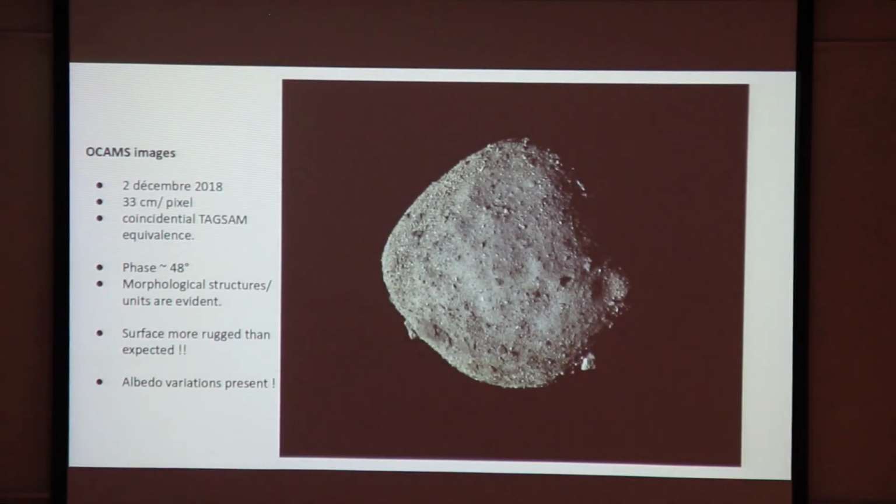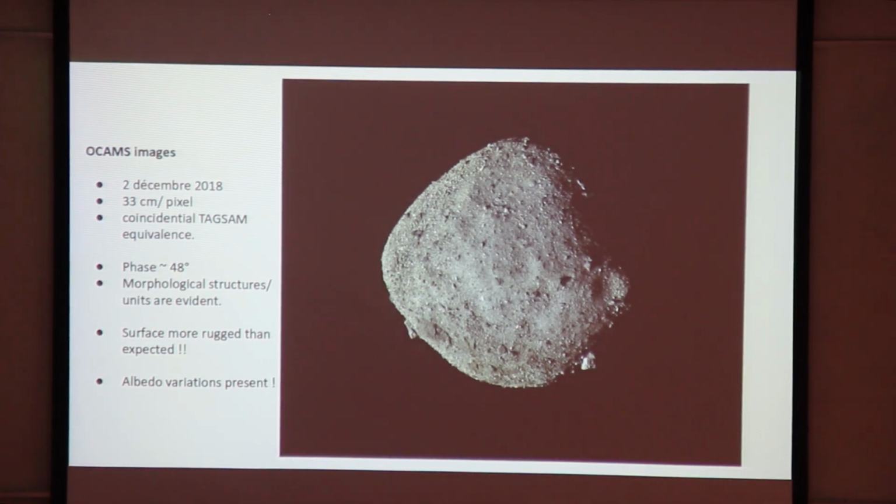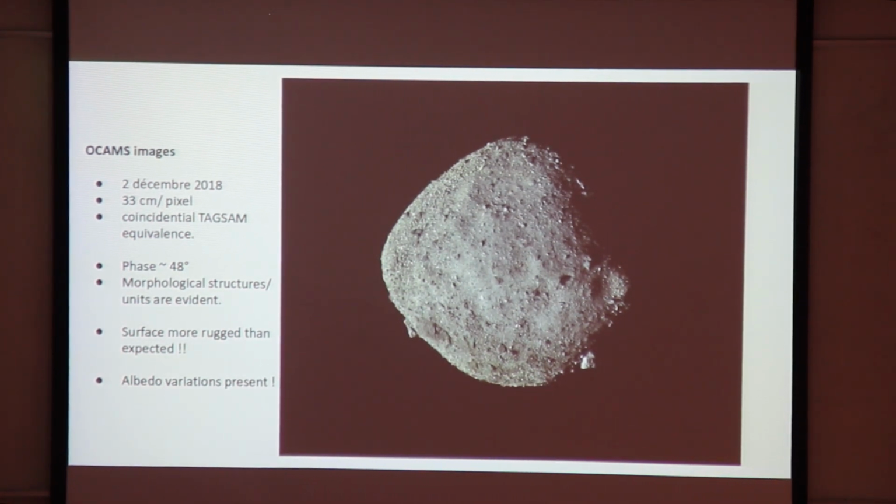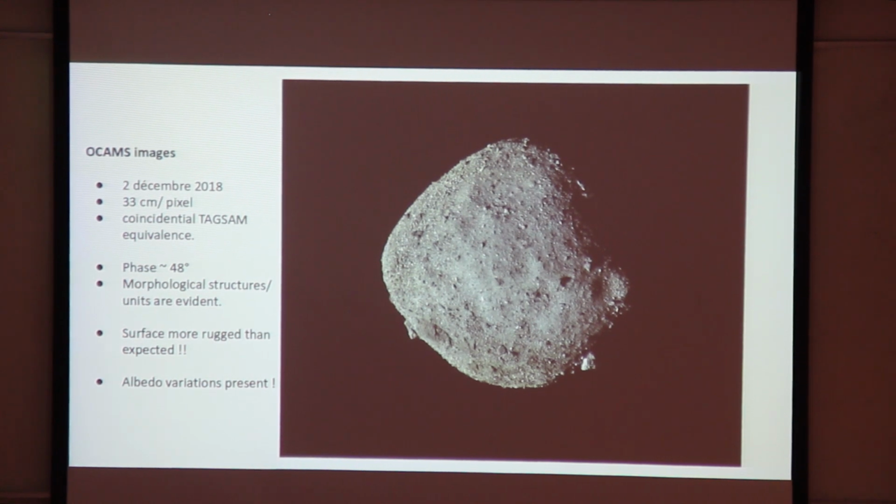Okay. So this is one of the early images, and this image is about 33 centimeters per pixel. And indeed, the sampling would be one of the pixels in this image, to give you an idea. Here you can see some structures and some candidate craters, and this is very diverse geologically. We have different morphological units present, and there are different albedo variations.